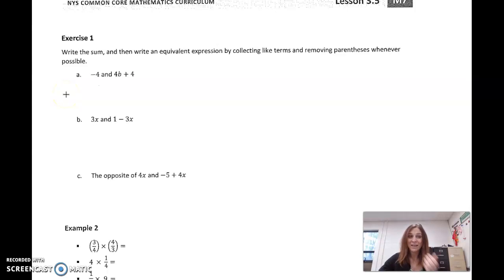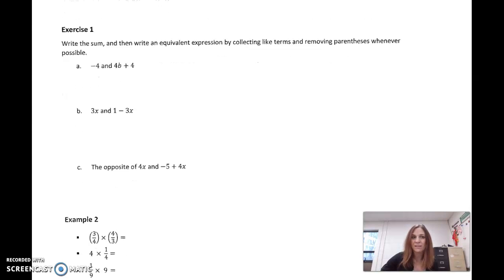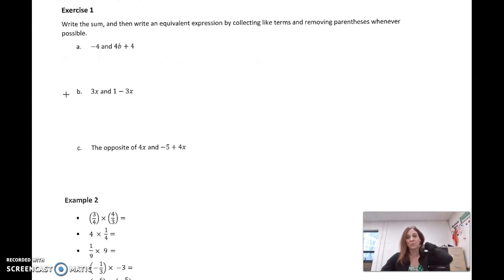All right, let's keep in mind that lesson 5 that we're doing right here is we're working on inverses and identities. And this first exercise right here is still kind of working on the last stuff, so it's a good review, right? We're still working on opposites. So write the sum. Write an equivalent expression by collecting like terms, removing parentheses whenever possible.